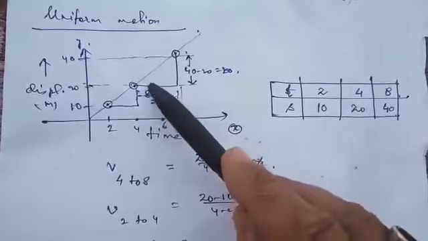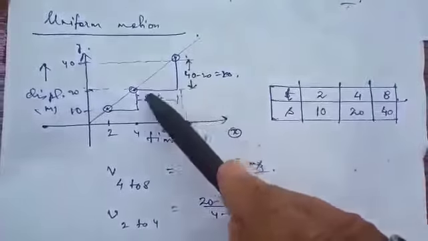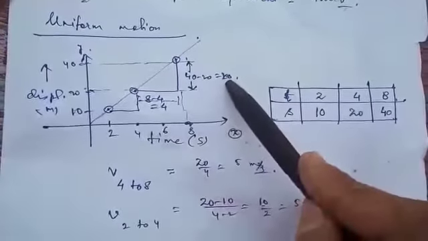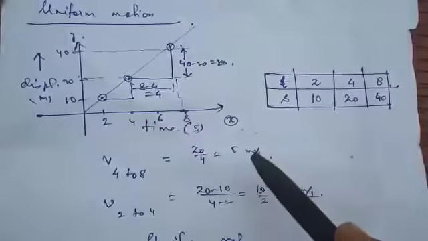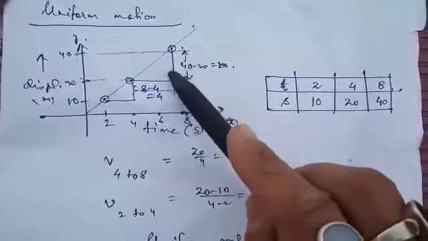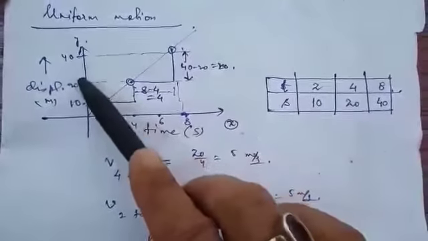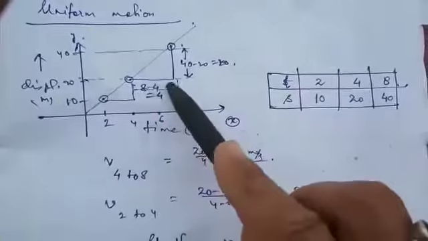Now slope is tan theta. This tan theta means altitude by base. Altitude is 20, base is 4. So 20 by 4 is equal to 5. That means this is change in displacement, this is the displacement axis, and this is change in time.